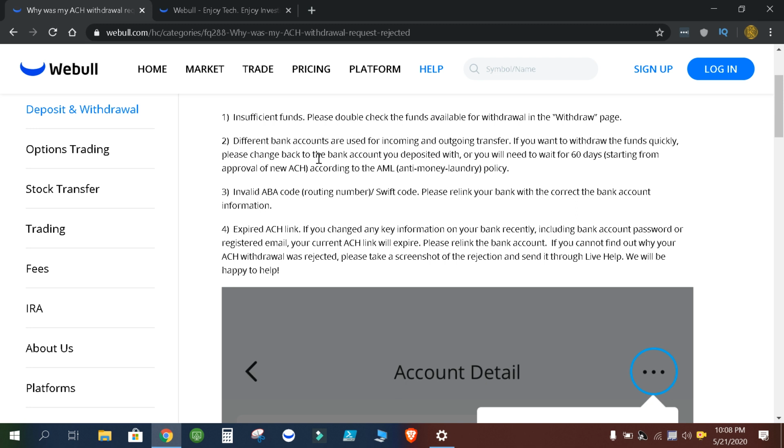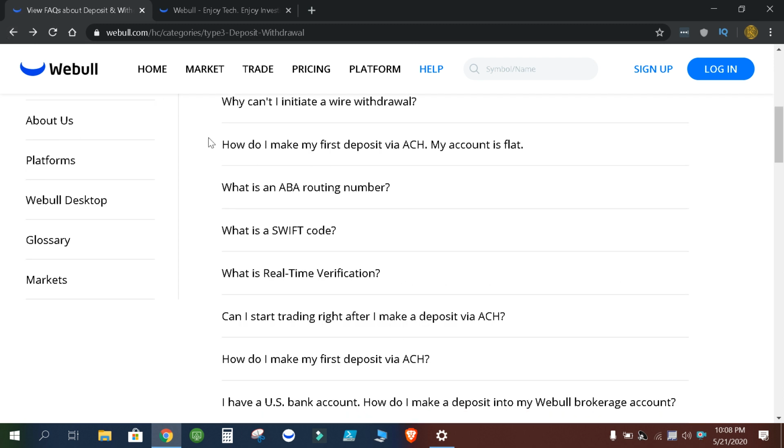Okay, this is another really important one. If you want to withdraw the funds quickly, different bank accounts are used for incoming and outgoing transfers. If you do that, they will put a 60-day wait period before you can transfer the money out to another account. This is a really, really big one that all brokerage companies use. As a matter of fact, the other two brokerage companies that I use have a 90-day period. So 60 days is pretty standard stuff.